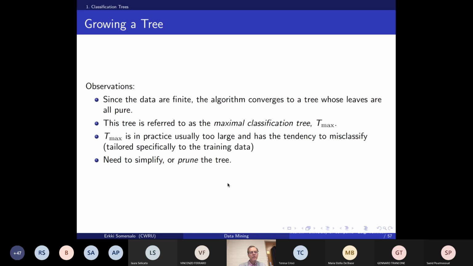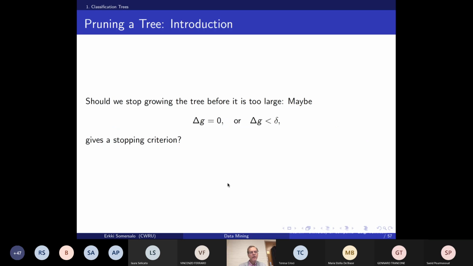And so here is first of all a question. Should we stop growing the tree before it is too large? This was the first idea that I said. So maybe you don't want to grow a maximal tree. You want to grow just a large enough tree. But if you do that, you need to have a criterion for when you stop growing the tree. One natural idea would be that if you don't gain anything, so if your change in the Gini index is basically 0 or less than some threshold, maybe you don't want to split the rectangles any longer. So that's an idea.